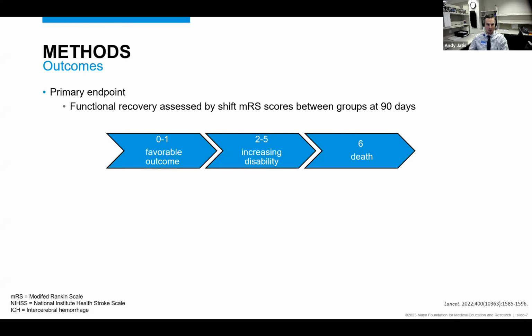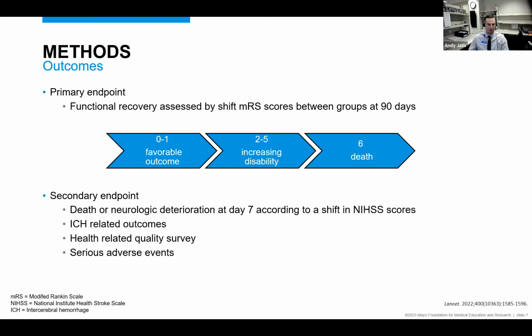First, looking at our primary endpoint, this was functional recovery assessed by a shift in the modified Rankin score between groups at day 90. The three different groups here would be those that had a favorable outcome, a score of 0 to 1, increasing disability from 2 to 5, and then those that experienced death at 6. And then for secondary endpoints of interest, there's quite a few that they looked at.